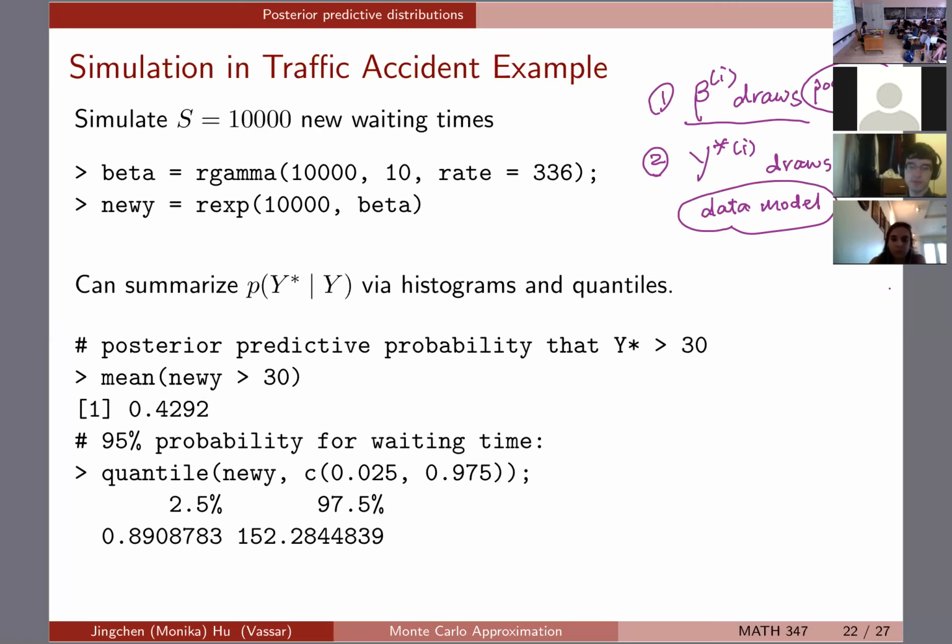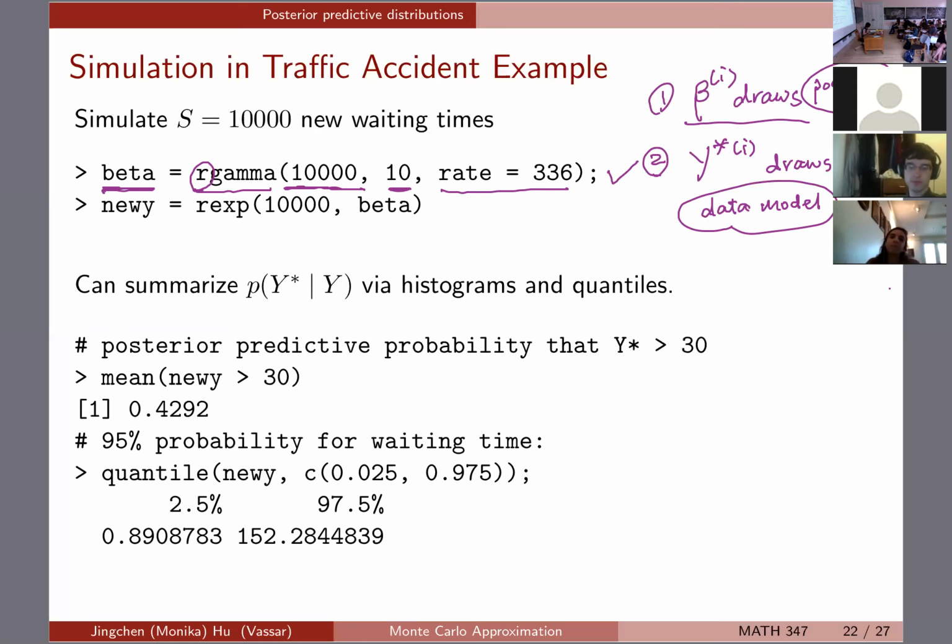In terms of code, it's actually very straightforward. I didn't even initialize it, I just named beta to be the vector for storing S equals 10,000 draws. Here I'm using rgamma, where r is for random draws in R. You tell R how many draws you want to make, you tell R the shape parameter, and you tell R the rate parameter. After this, I get a vector of 10,000 independent gamma draws from gamma 10, 336.